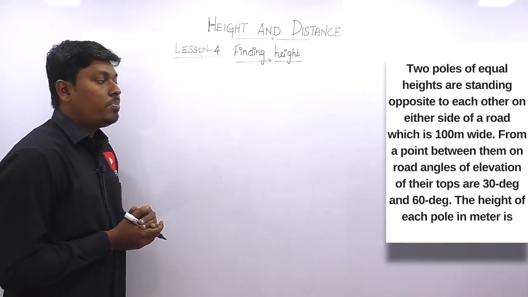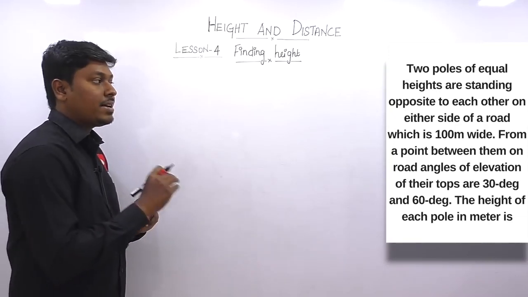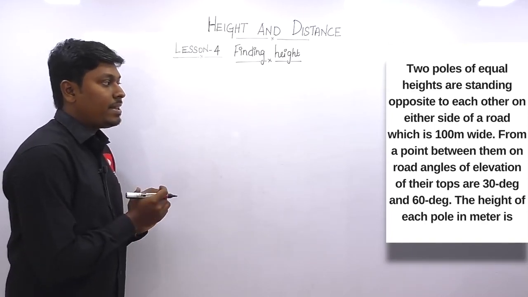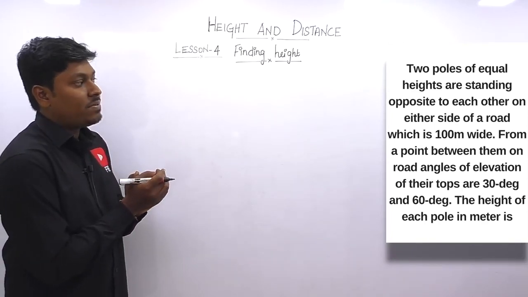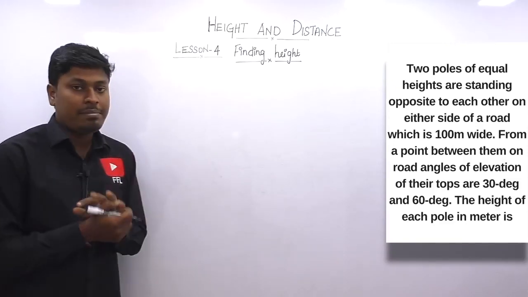Question number 3. Two poles of equal heights are standing opposite to each other on either side of a road which is 100 meter wide. From a point between them on the road, the angles of elevation of the tops are 30 degree and 60 degree. The height of each pole in meter is.